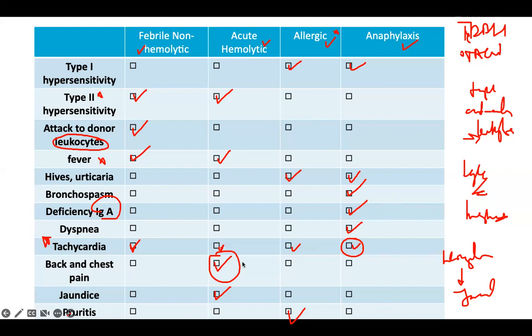So this question is designed to give you good content in a very short time, giving you all the reactions that occur with blood transfusion, except the one that I've not done.